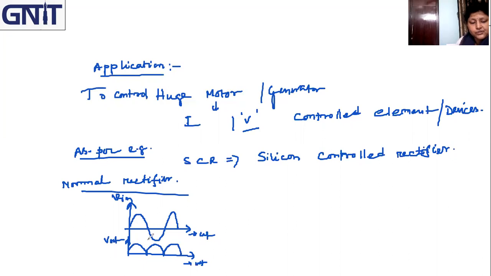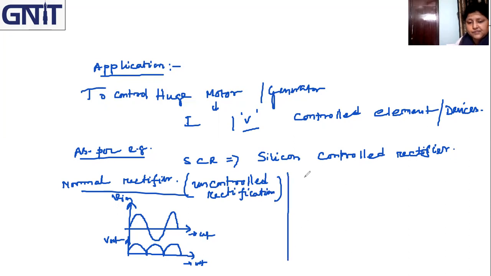So it is mainly called uncontrolled rectification. Whenever we have to control this rectification, that means the average value is fixed. The DC or average value, V average versus T, is fixed.